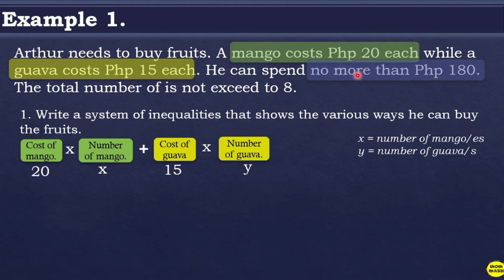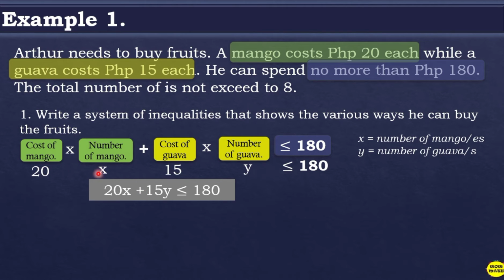Ibig sabihin, hindi lalampas ng 180. Therefore, ito na yung maximum amount. Pwedeng mas mababa o pantay lang, equal to 180. Sabi ko nga kanina, yung mga keywords, pag no more than, less than or equal ang symbol natin sa inequality. Now, what is our inequality? We will have 20x plus 15y is less than or equal to 180. So, this is our first inequality.